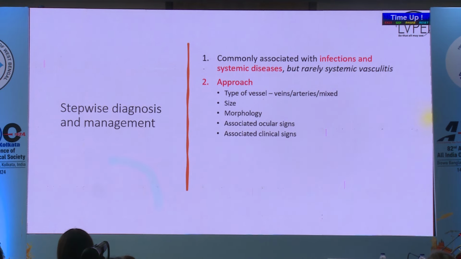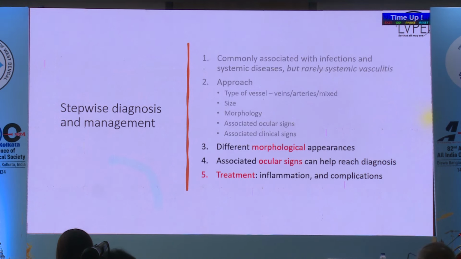So to summarize, retinal vasculitis is caused both by infections and systemic diseases, but rarely by systemic vasculitis. You look at the type of vessel, size, morphology, associated ocular and systemic signs, characterize the morphological appearances and the associated ocular signs to reach the diagnosis and treat the inflammation and the complications.